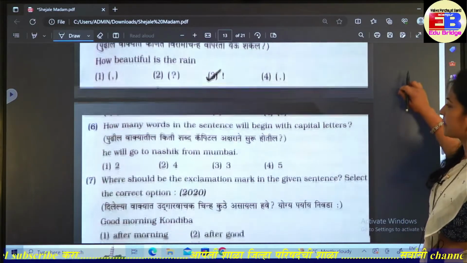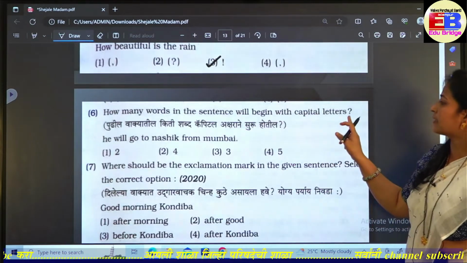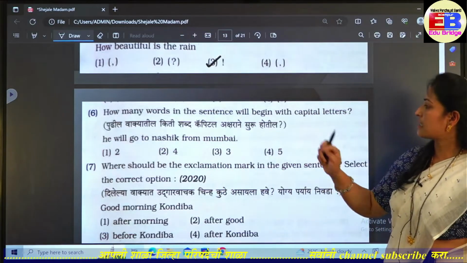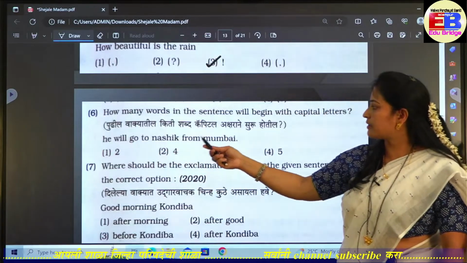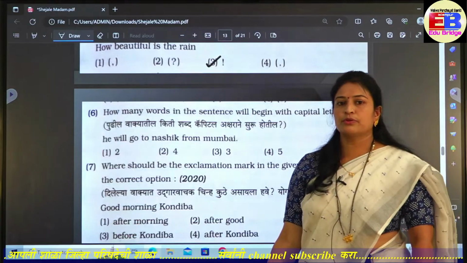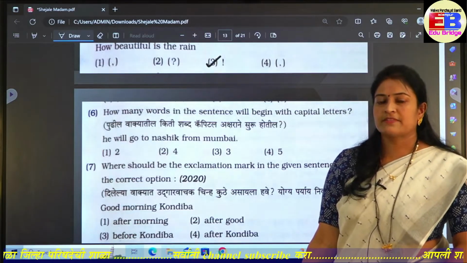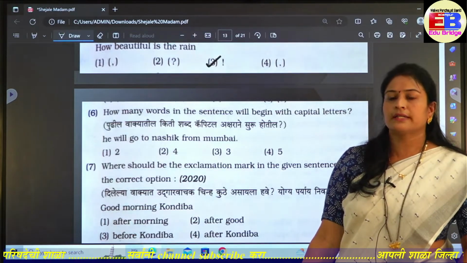6th, how many words in the sentence will begin with capital letters? पुढील वाक्यातील किती शब्द कॅपिटल अक्षराने सुरू होतील? So I will read the sentence. He will go to Nashik from Mumbai. So where to use capital letters? Please find the answer in your mind. Keep it in your mind, or you can tell your teachers.